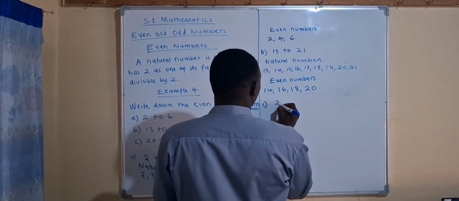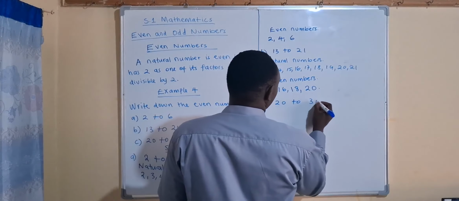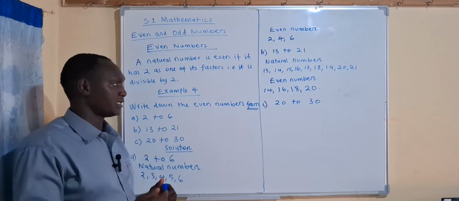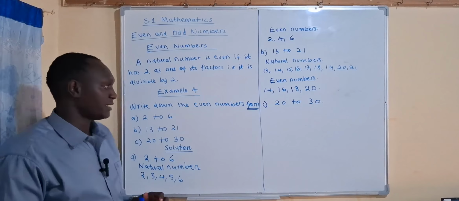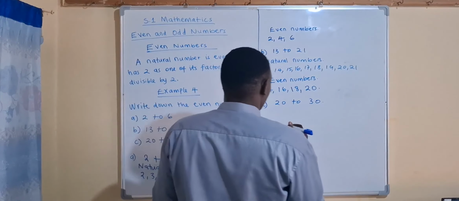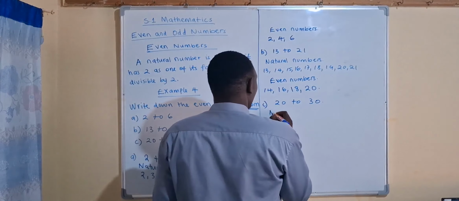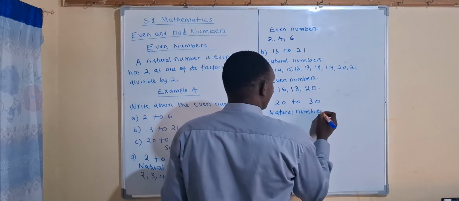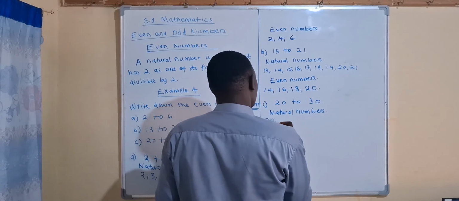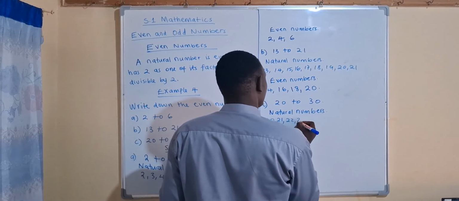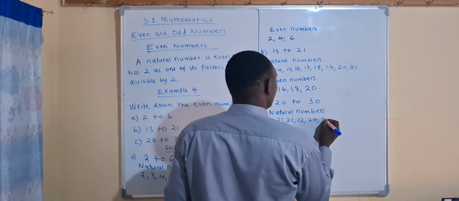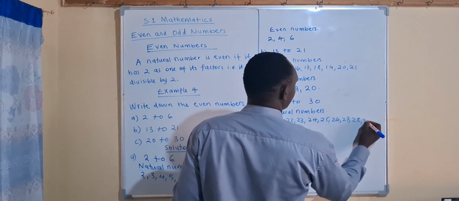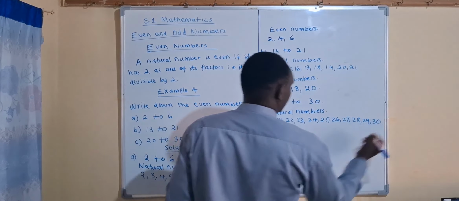Now, let us go to part C. Part C is saying from 20 to 30. Keep in mind that if they have said from 20 to 30, both 20 and 30 are part of the range for which we shall look for even numbers. So, what are the natural numbers from 20 to 30? These are 20, 21, 22, 23, 24, 25, 26, 27, 28, 29, and 30.